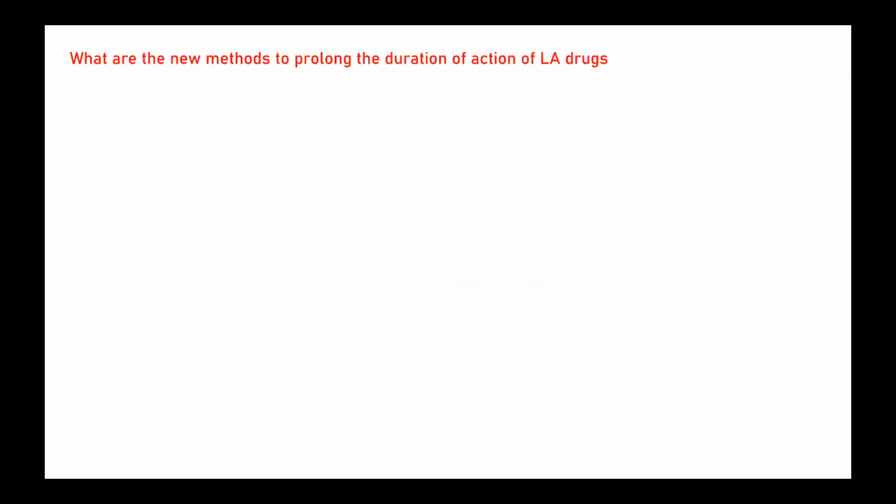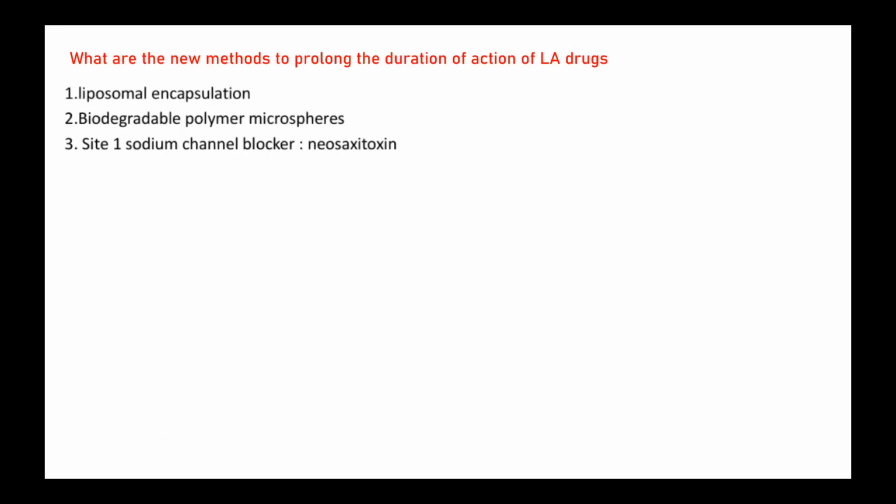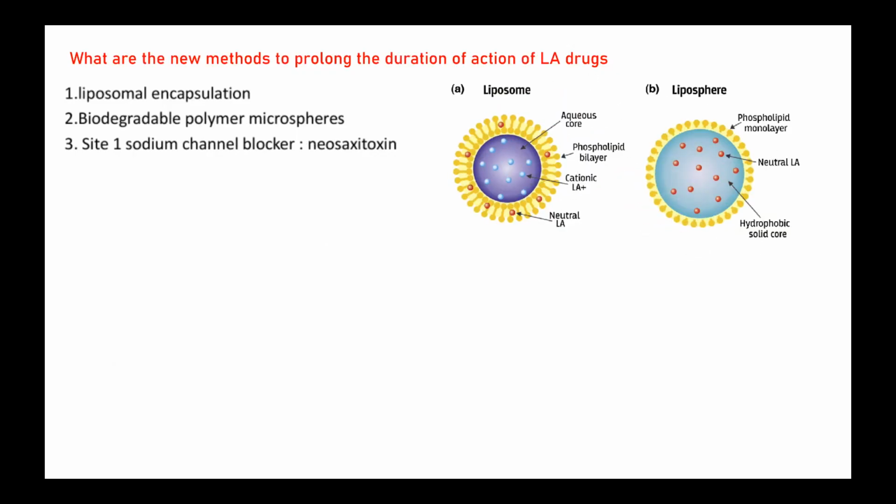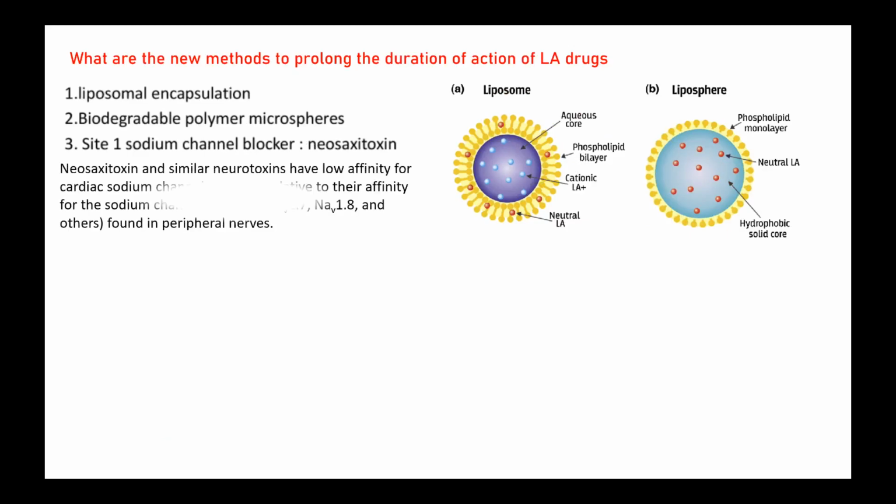What are the new methods to prolong the duration of action of local anesthetic drugs? Liposomal formulations. Very good. So liposomal encapsulation, biodegradable polymer microspheres, and site 1 sodium channel blocker, which is called neosaxitoxin. Neosaxitoxin and similar neurotoxins have low affinity for cardiac sodium channels relative to their affinity for neuronal sodium channels.